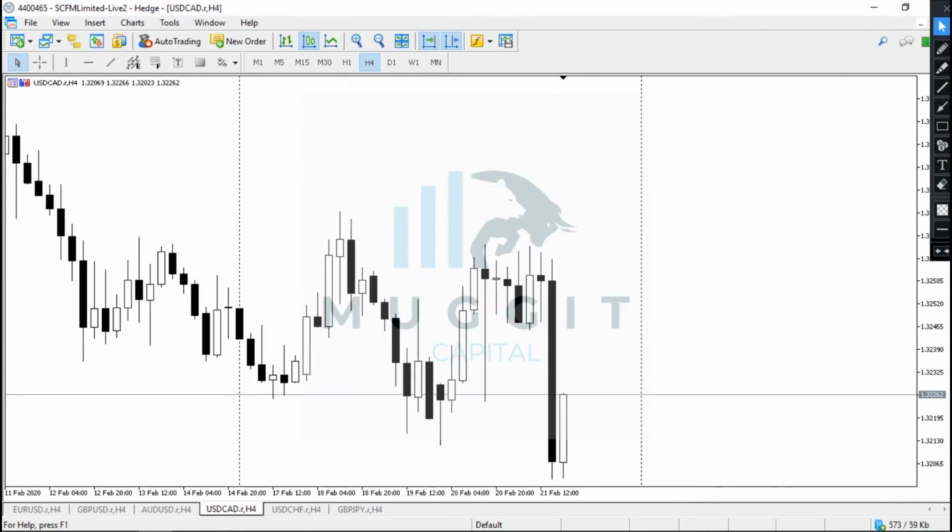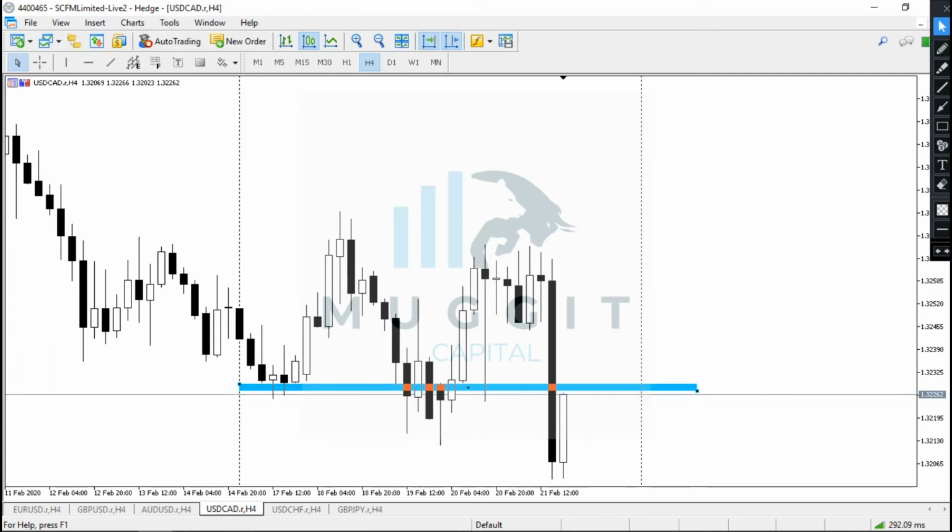USD CAD, you can see as the week started, we had support here, then resistance formed here, then there was a false breakout of this support. See, price broke. It actually didn't break, it broke here. Yeah, you can see price broke the zone.